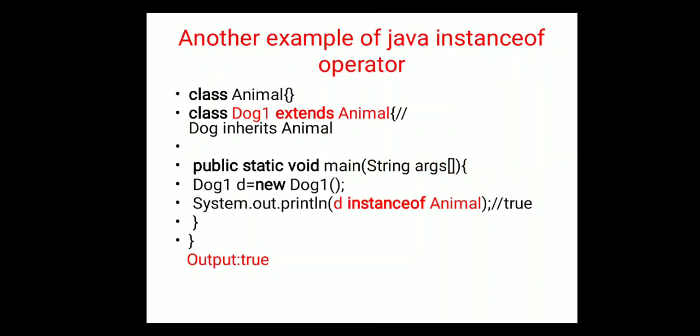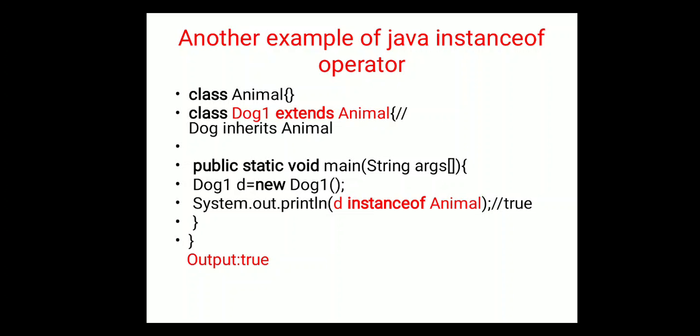Another example of instance of operator. Here we had a class called animal. We had another class called dog1 which extends animal class. Class dog1 extends animal class. Next in the main method we created an object for the dog1 class: Dog1 d is equal to new dog1.